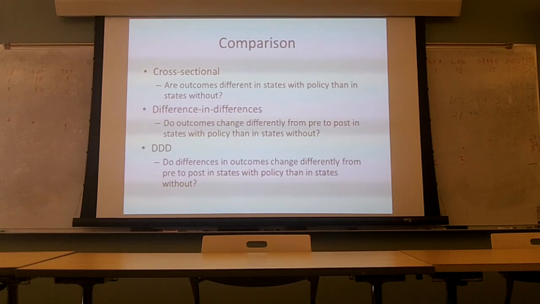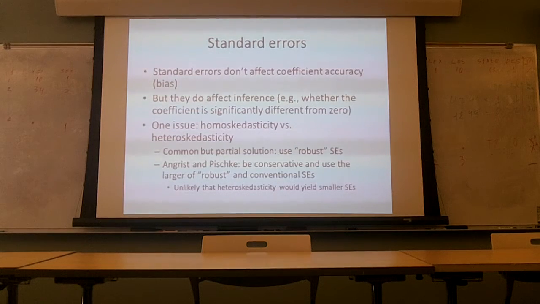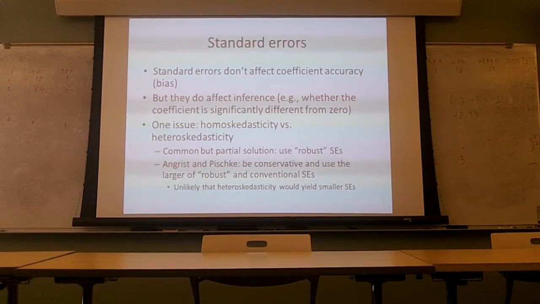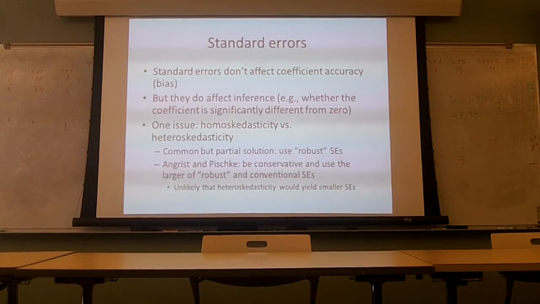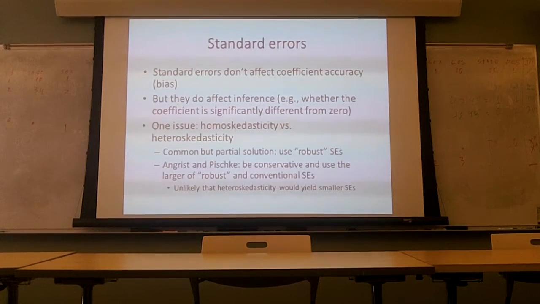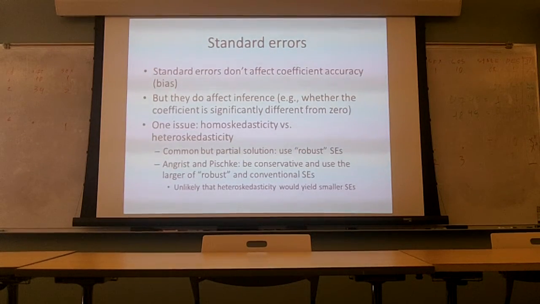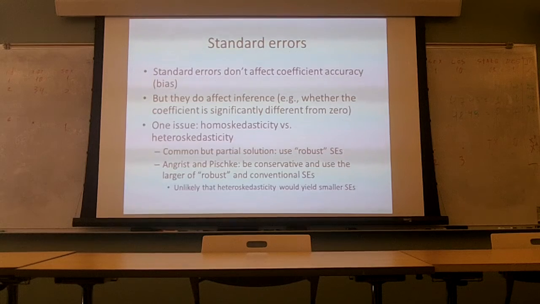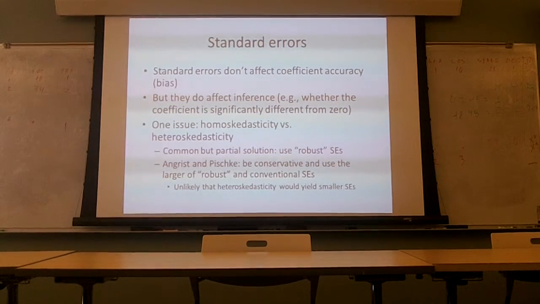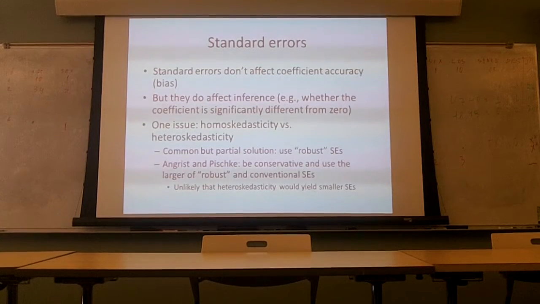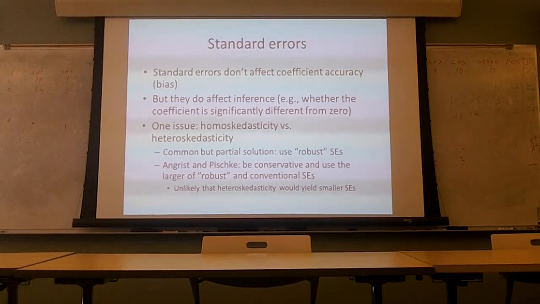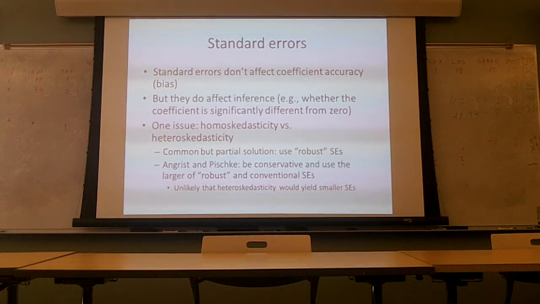All right, so let's put a hold on diff and diff just for a second. I want to talk about some less important issues, which are standard errors. Very often when I talk about standard errors, it's an important part of the story. Standard errors don't affect whether the coefficient is estimated accurately, that is, whether it is biased, but they do affect inference, right? Because beta divided by the standard error gives us our t statistic, which tells us whether our coefficient is significantly different from 0 or from some other coefficient, whether the estimate of our impact of whatever policy or intervention we're studying is significantly different from 0.